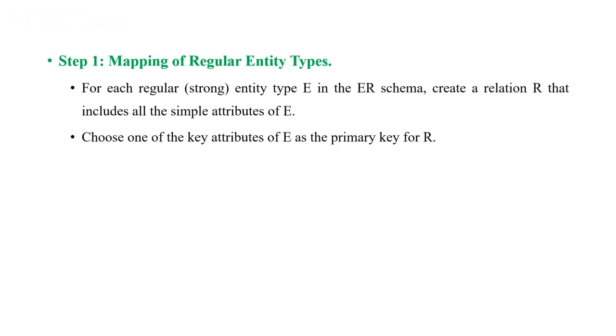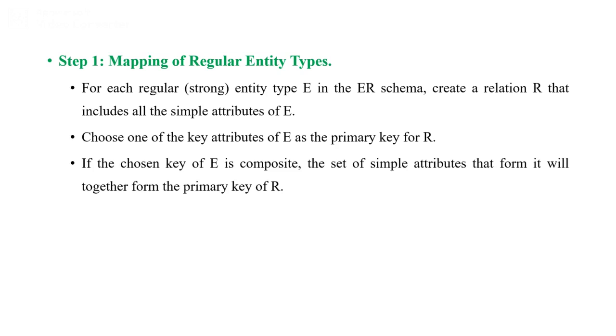After identifying the relation R and its simple attributes, we have to select one of the key attributes of E as the primary key for R. For example, for an employee table, SSN is one of the attributes of the relation employee, and it acts as the primary key for that relation R. If the chosen key of E is composite, the set of simple attributes that form it together form the primary key of R. That is, if the attribute selected as the primary key is a composite attribute, then all of its simple attributes together form the primary key.